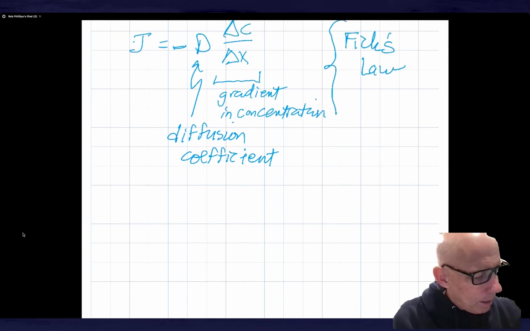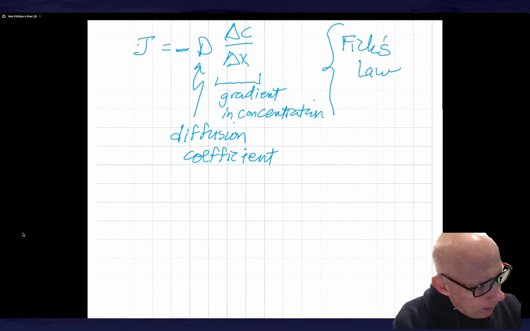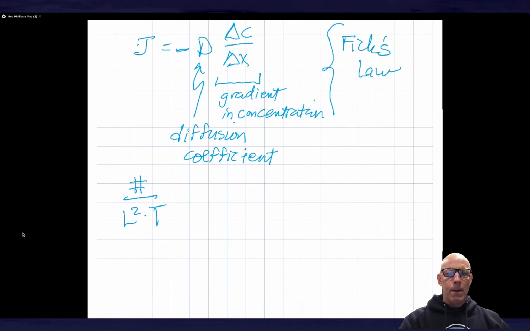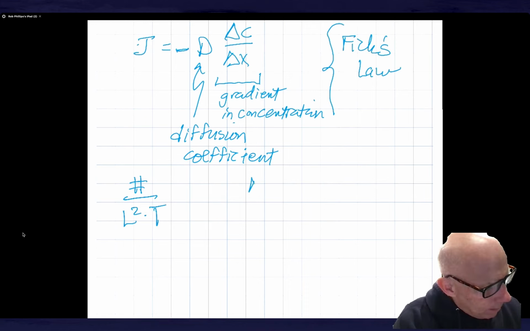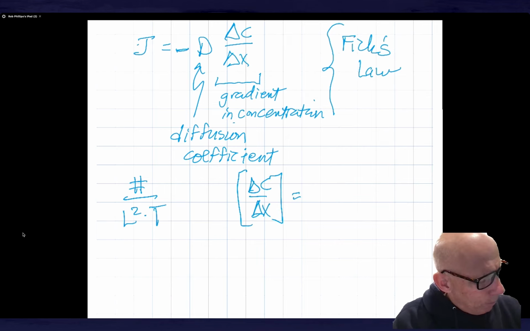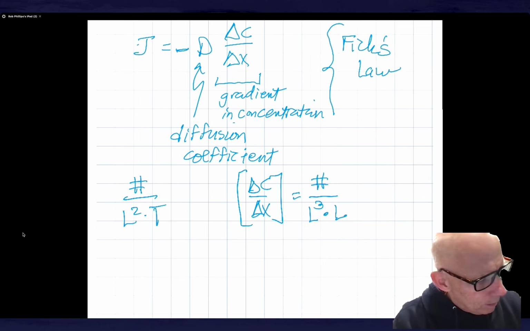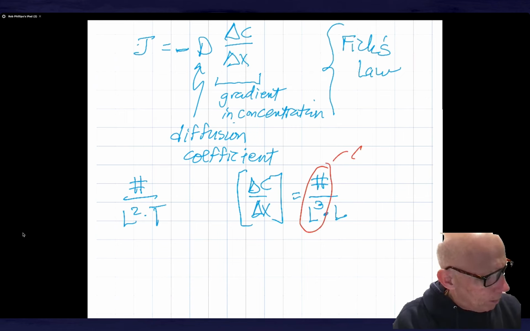So how do we think about the units here? Well, on the left-hand side, we have number over length squared time. Why? Because I said flux is number per area per time. Over on the right-hand side, delta C by delta X, that thing has units of number per length cubed per length. The number per length cubed is the concentration part. So let me highlight that. So that's the concentration.